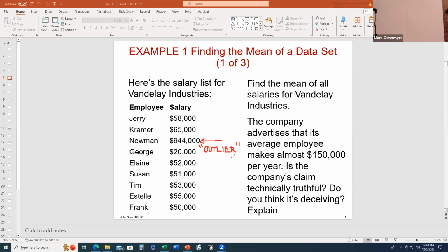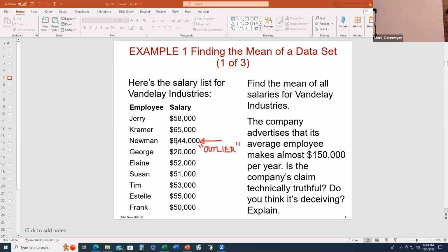All right, that's a bad thing about the mean. It is too sensitive to all your data points, and it really is sensitive to this outlier $944,000. And that basically corrupts the mean from being, like I said, a good representation of the middle of this data set here. It's a very poor measure of the middle of this data set, okay, because of the outlier.